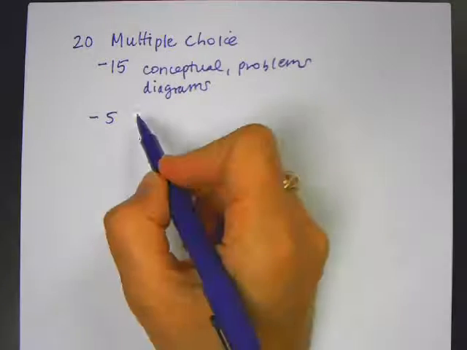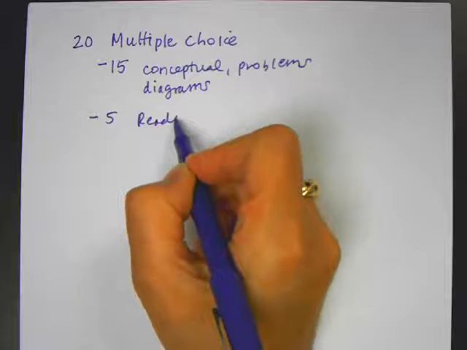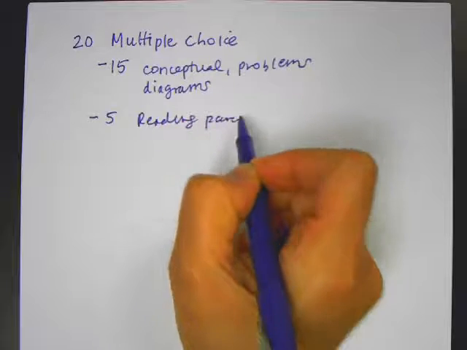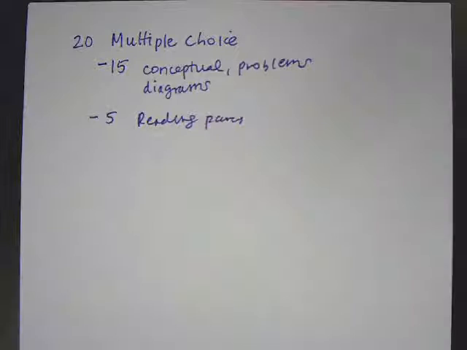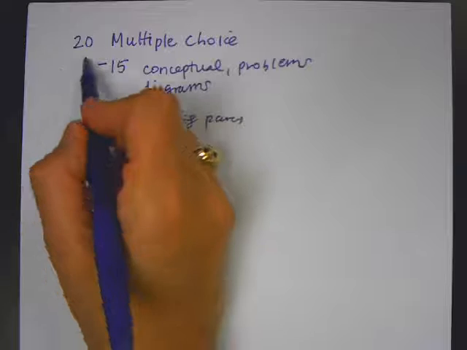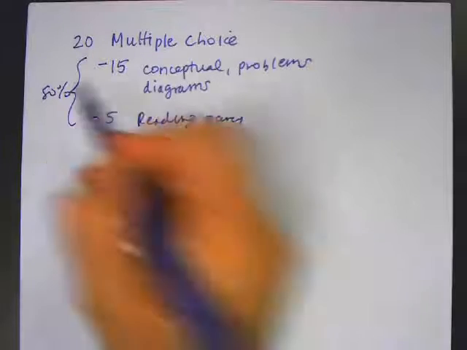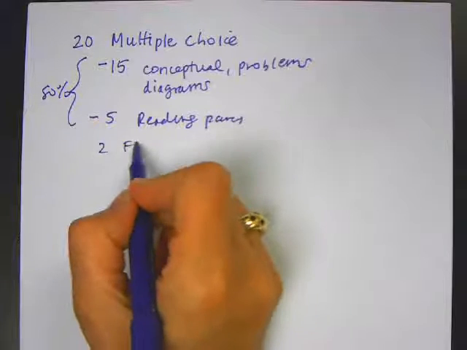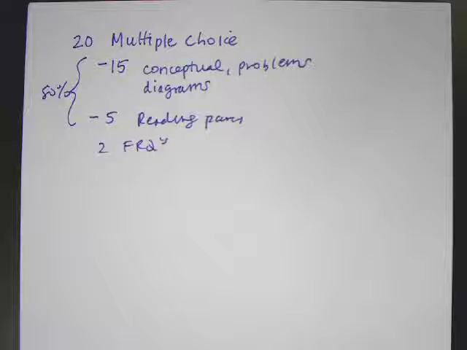The other 5 multiple choice questions are the reading paragraphs. And these questions are all worth 4 points each, which is 80% of the test. Then you have 2 FRQs, which are worth 10 points each. You can get partial credit.